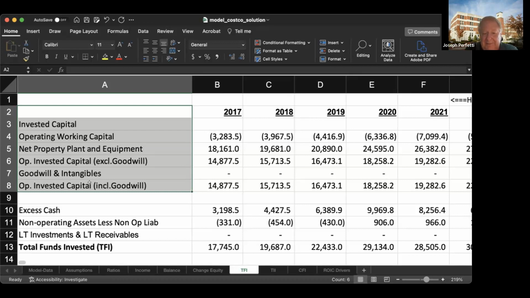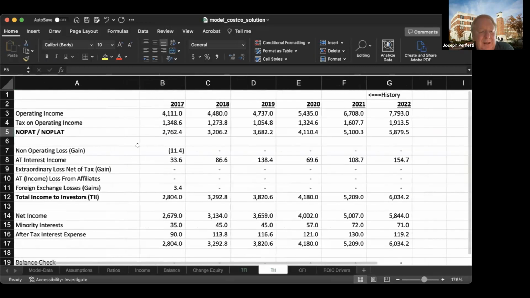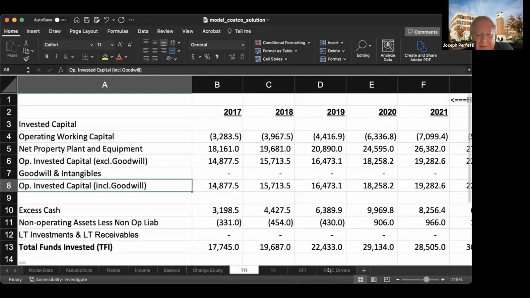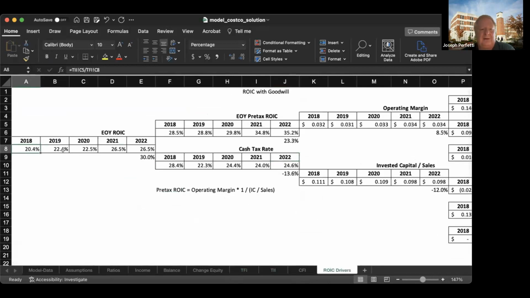And then the other piece of it would have been figuring out the operating income, which is what you did in TII, which would have been your EBIT, tax affected, and then got your NOPAT, which is the after-tax operating income. And that would have helped you get the ROIC, because it's that NOPAT divided by that invested capital, which is that ROIC.